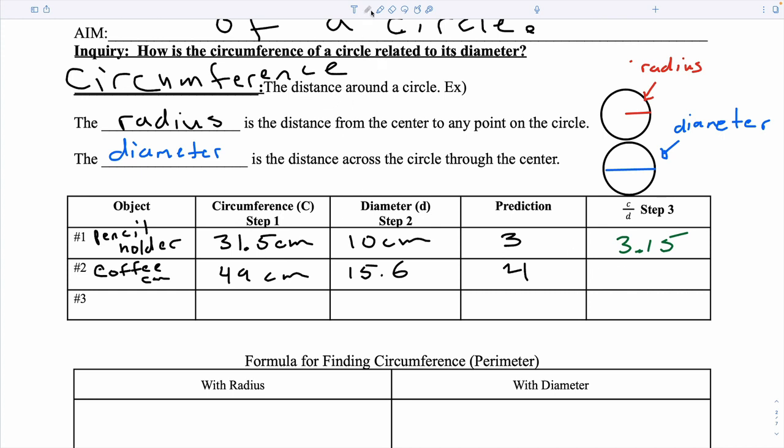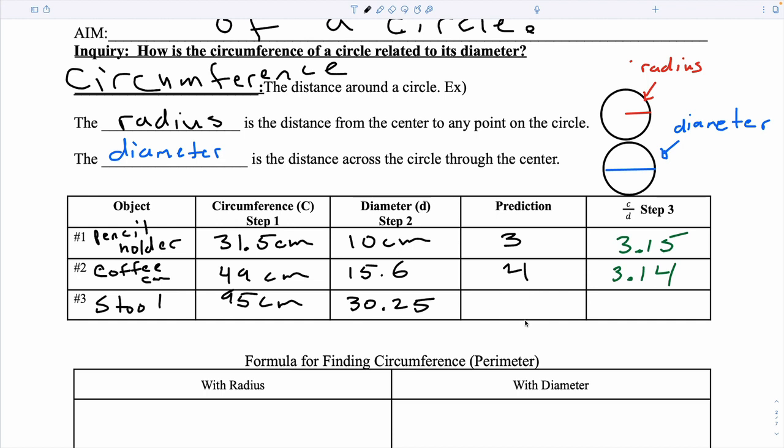Weird. I wonder what we're finding. Last one. I took the stool. I very precariously wrapped a piece of string around it, and I got the circumference of 95. I did the diameter, and I got 30.25. Make a prediction. When you divide circumference by diameter, what should you get?